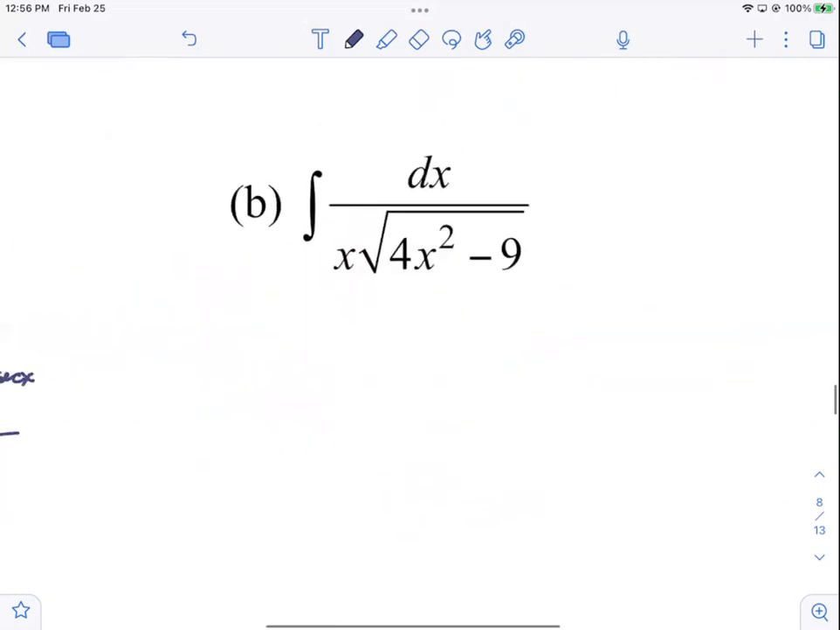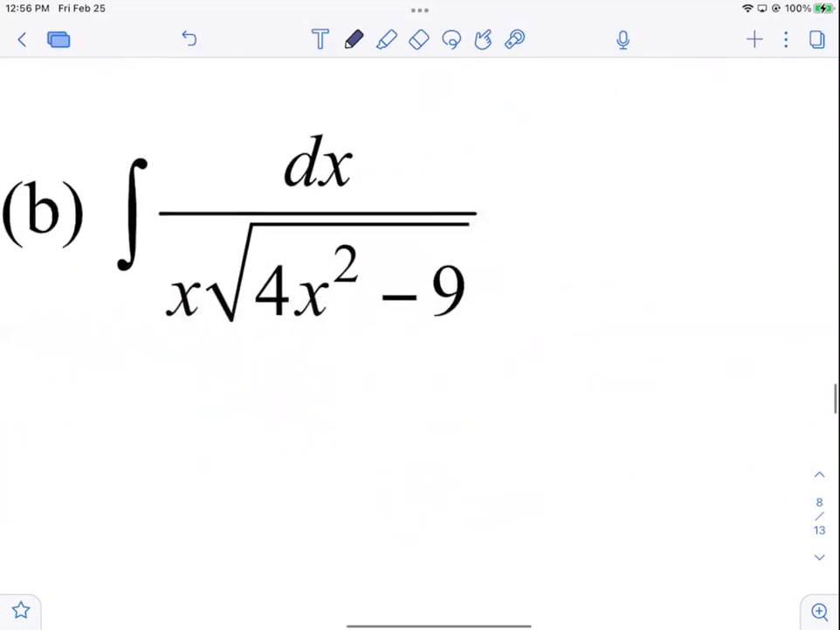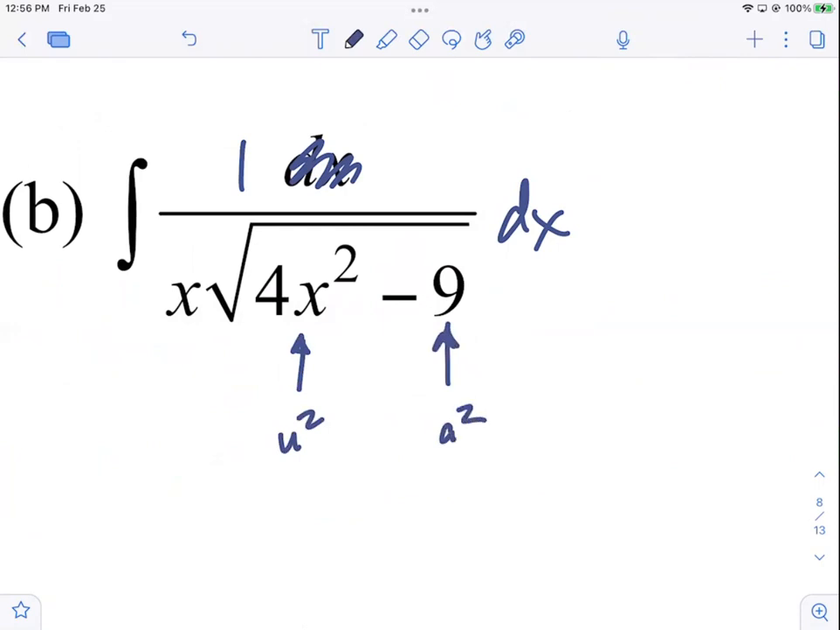All right, let's do this one here. A dx in the top, not a fan. I like to put a 1 there and put a dx. This one might be an arc secant. This would be u squared. This would be a squared. U would be what? 2x.